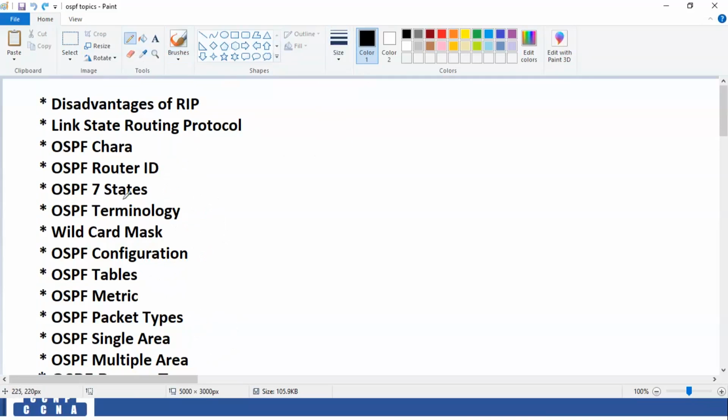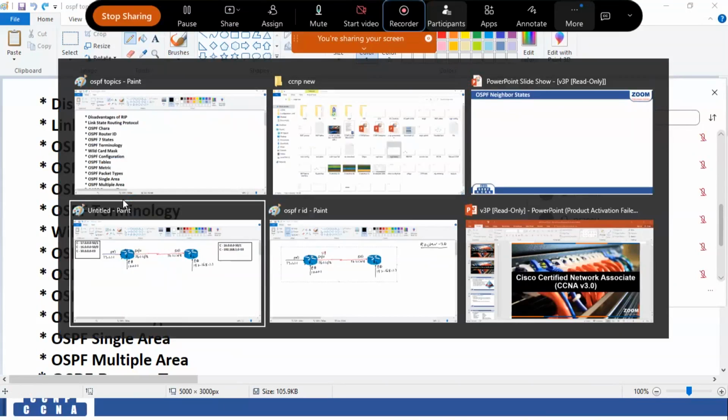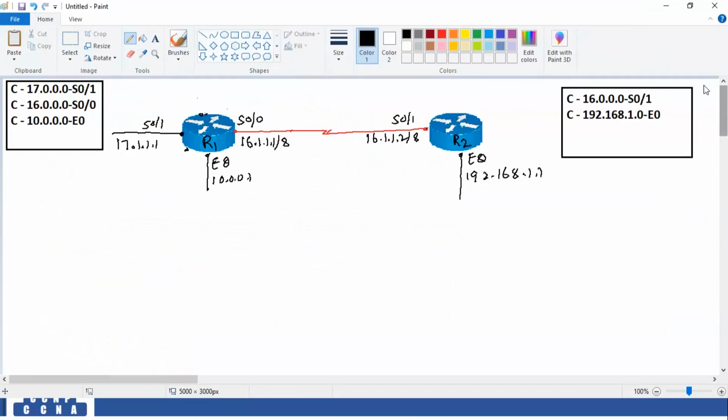OSPF neighbor states. So how exactly OSPF will form the neighbor? This is R1 database table, it is R2 database table. Now between these two routers, if we configured RIP version 2 protocol, how does RIP work? Blindly, whether neighbor is active or not, it will not check. If you configure RIP, this complete routing table, it will send as update. Even if neighbor is down also, it will still send update packet. We know that, right? Because it's periodical updates.